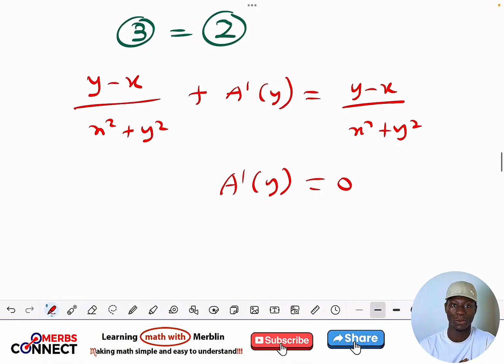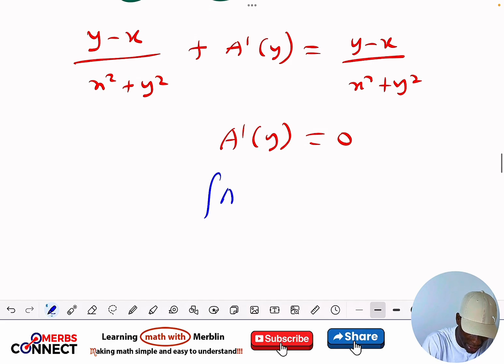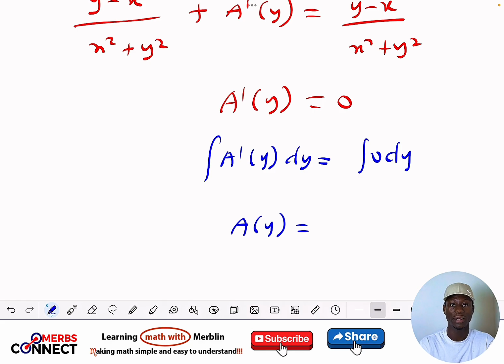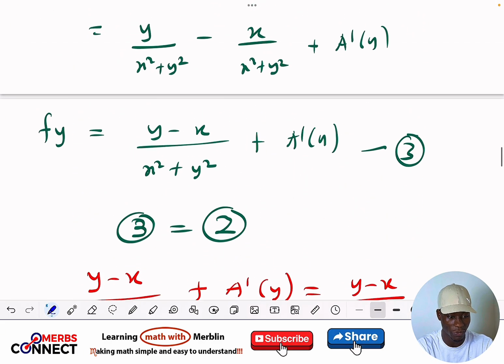So a prime of y was the thing that we are looking for. So now let us integrate, since it is being differentiated with respect to y. So integrate both sides with respect to y. This is going to be a of y. And then when I integrate a 0, I'm going to get a constant. Because remember, when I differentiate a constant, I get 0. So when I integrate a 0, I need to get a constant. Let me call it c. So now we've gotten a of y, right? That's what we are looking for.